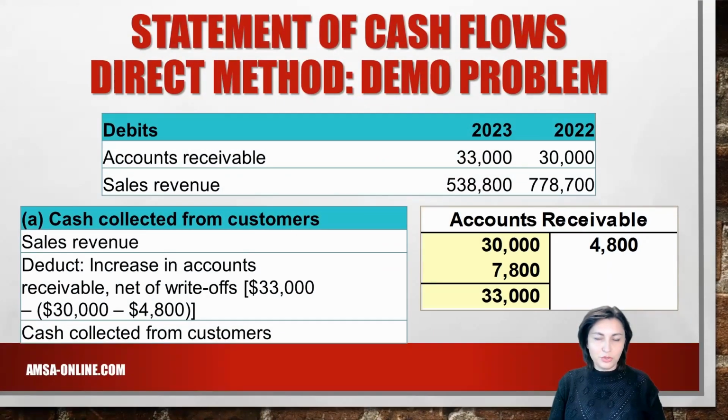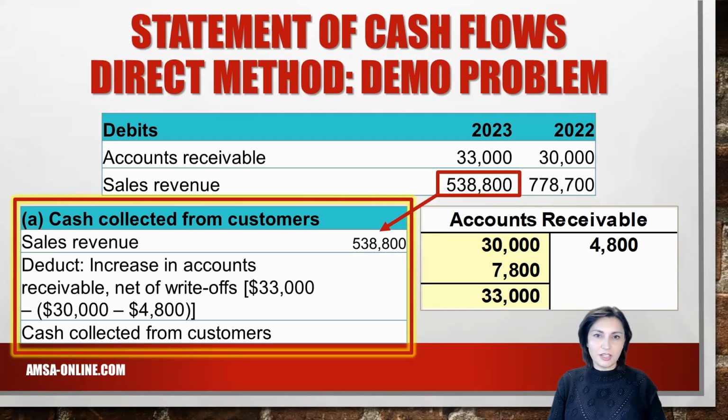Let's get back to our example and look at sales revenue for the year and how it is adjusted to get to cash received from customers. Sales revenue for 2023 is $538,800. This number includes both cash sales and sales that didn't result in cash inflows.